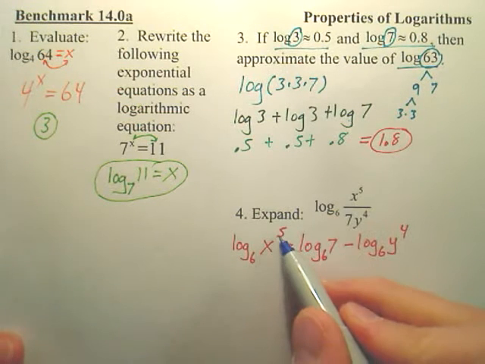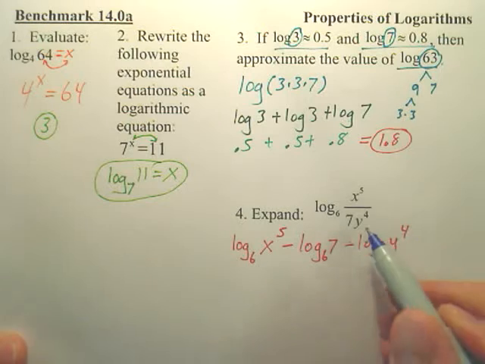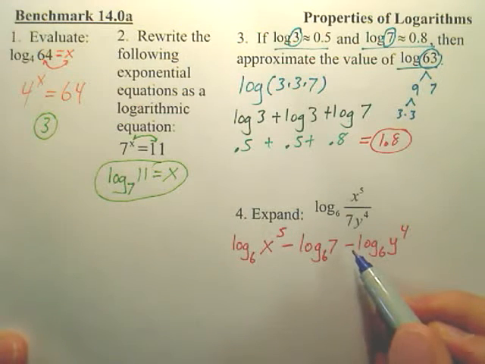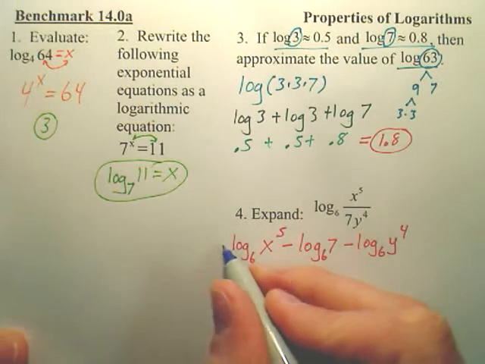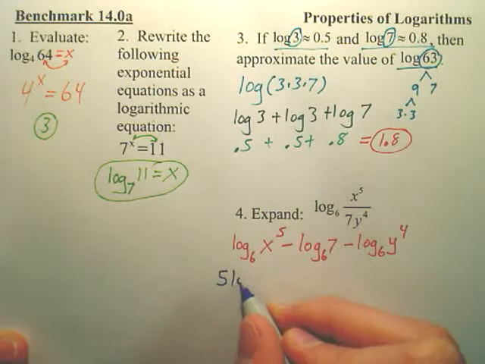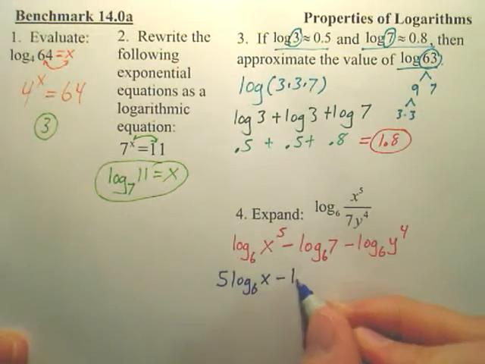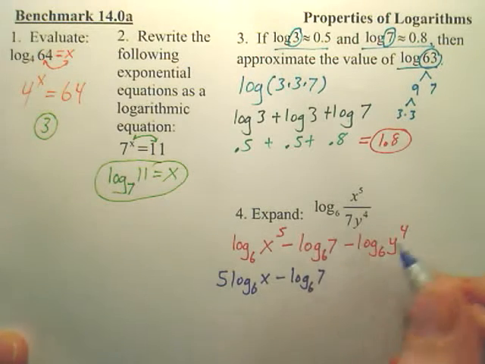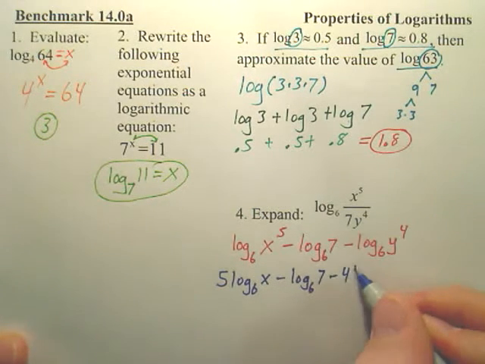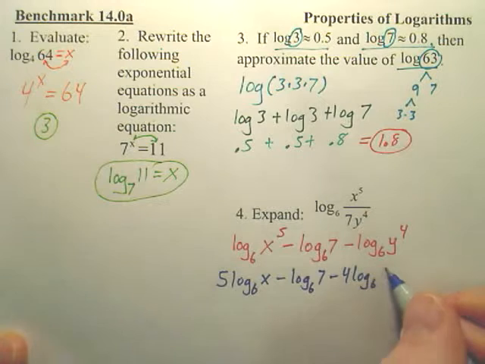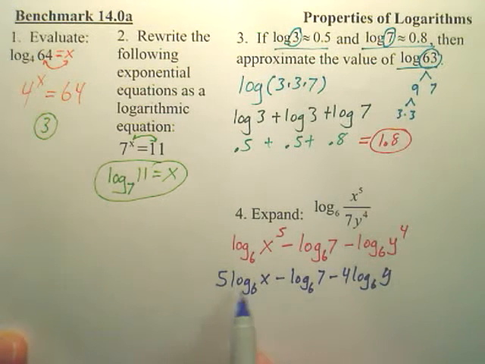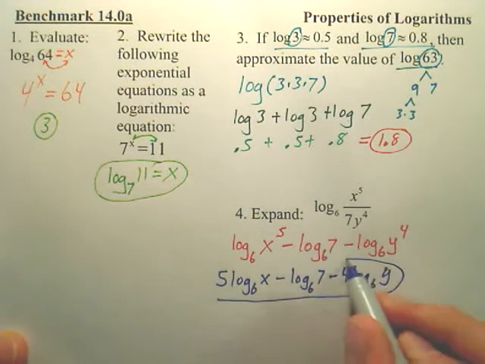Now the last step is all powers go and take a leap off the log. So you take this guy and move it out front. 5 log base 6 x. This has no power, so it stays the same. This 4 comes out front. And then, do we know the value of log base 6 of 7? No. That is expanded. We are done.